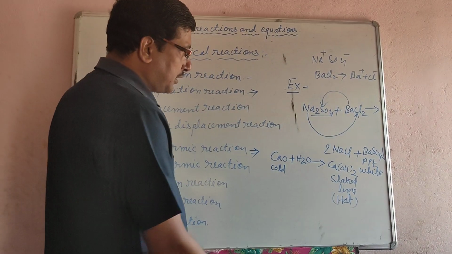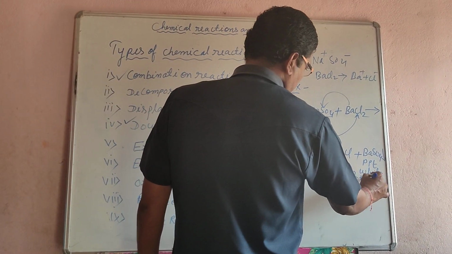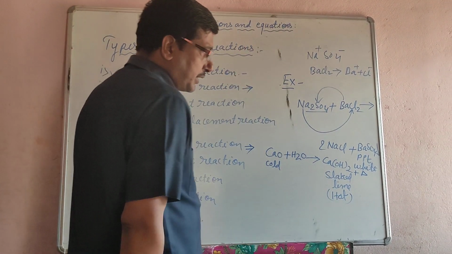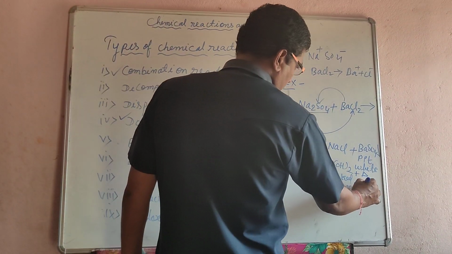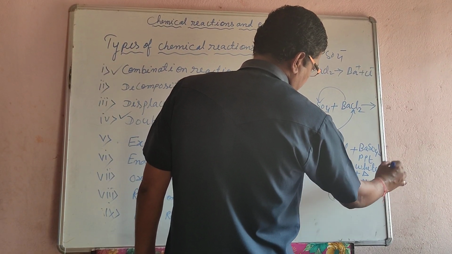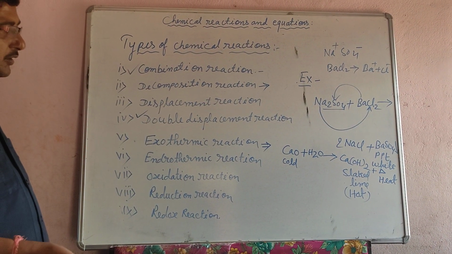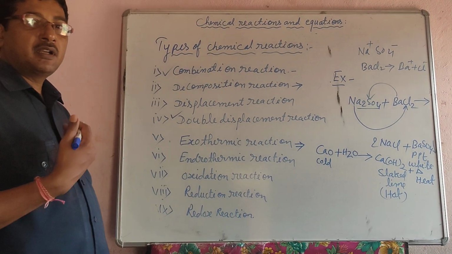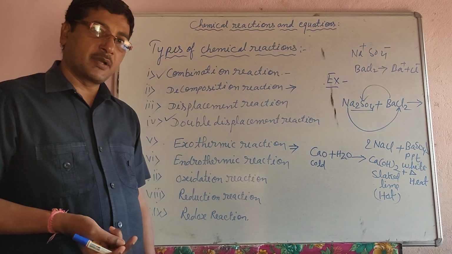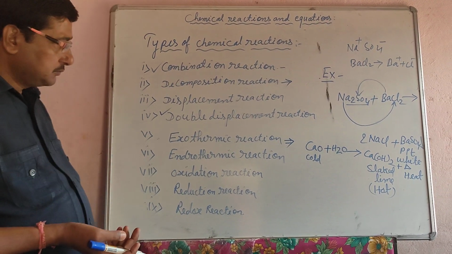Why does it become hot? Because during this reaction, heat is given out. That is why it is an exothermic reaction. Exo means out. When during the reaction heat is given out, it is known as an exothermic reaction.